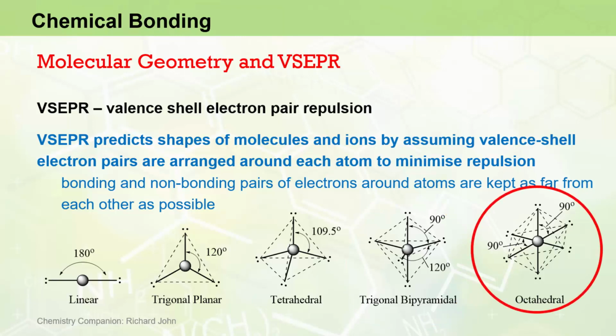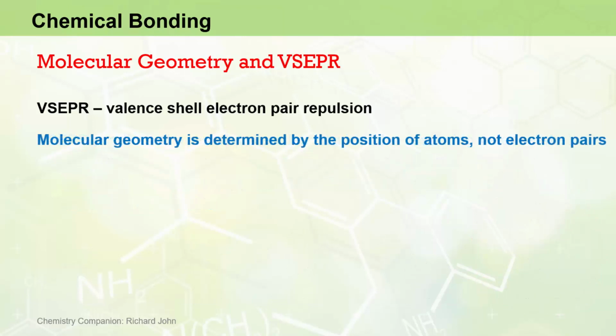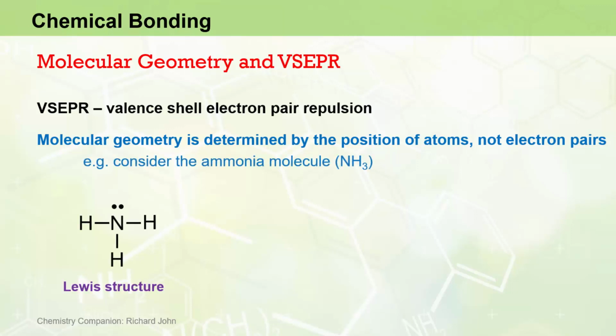And finally, an octahedral geometry is obtained when six pairs of electrons surround a central atom. Four of the pairs are arranged in a square plane, with the angle between each being 90 degrees. The remaining two sit above and below the square plane, also at an angle of 90 degrees. To determine the geometric shape of a molecule, we need to locate the position of the atoms, not the electron pairs. As an example, let's again consider the ammonia molecule NH3.